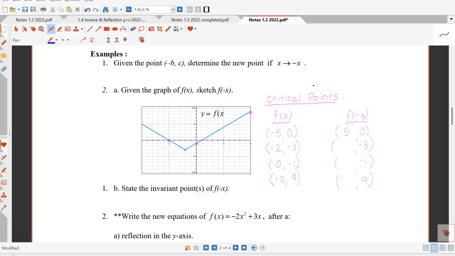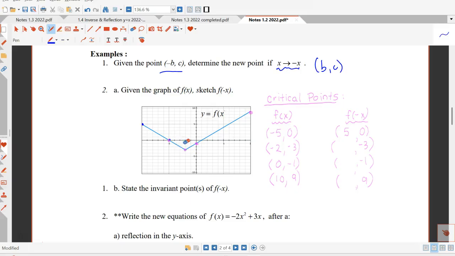Well, if I'm given the point -B, C, this is saying it's a reflection over the y-axis, so the x changes, and the new point will be a positive B, C. Here's my absolute value function again, and I've written out the critical points already. The critical points are kind of where it ends; this is going to be the highest value in the range, and this is the lowest value in the range. Hence, that's why they're critical points. And these are the y-intercept and the x-intercept.